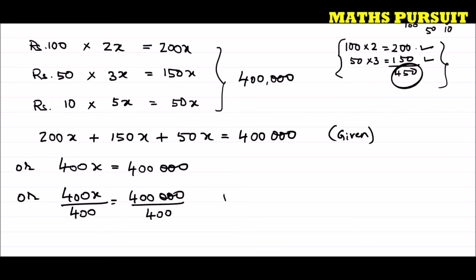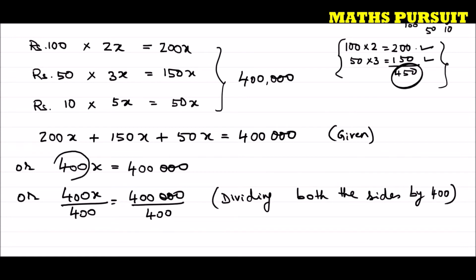What I am doing here? Just dividing both sides by 400. Why am I dividing? I want to eliminate this 400 from x so that I can get the value of x.